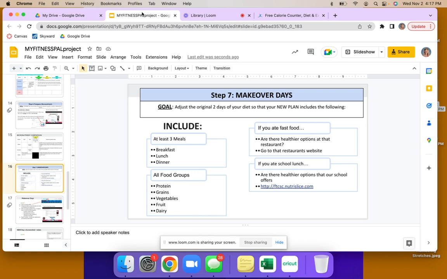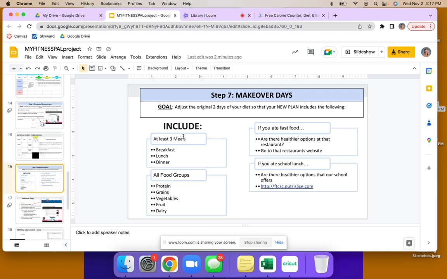You see what your nutrients are, like how many carbs you ate, how much protein, how much fats, what type of fats. And then we want to look at our diet and make adjustments on how we can make this diet that we originally had better and more well-rounded. So what you're going to do whenever you are done with the charts is you are going to do makeover days. So you're going to adjust your diet based on the information you find.